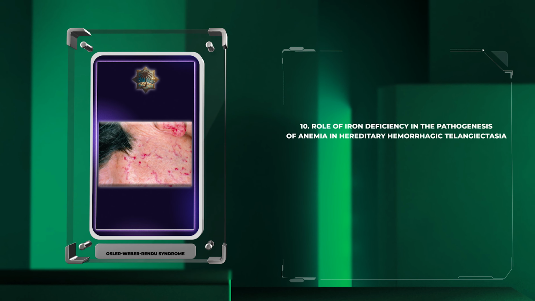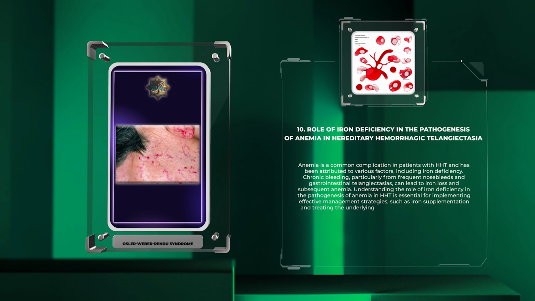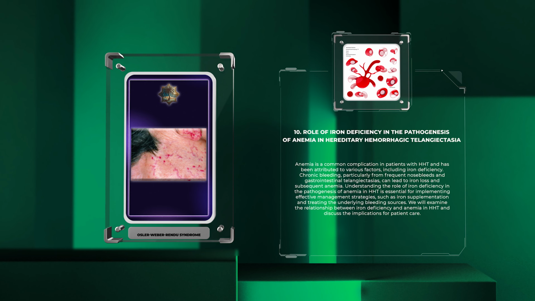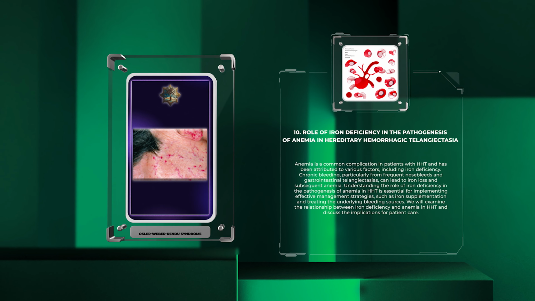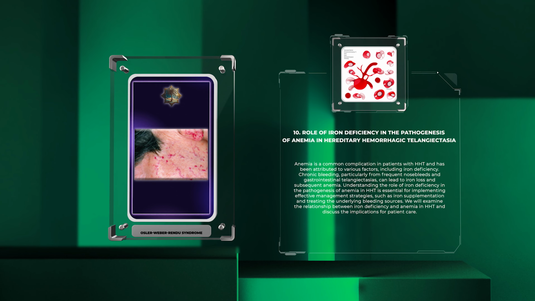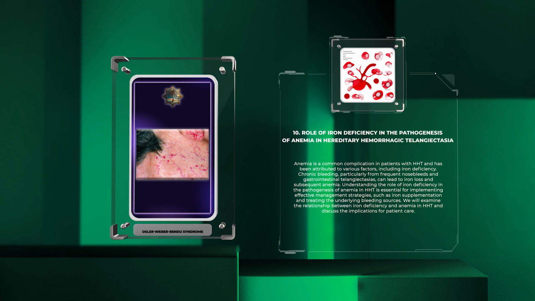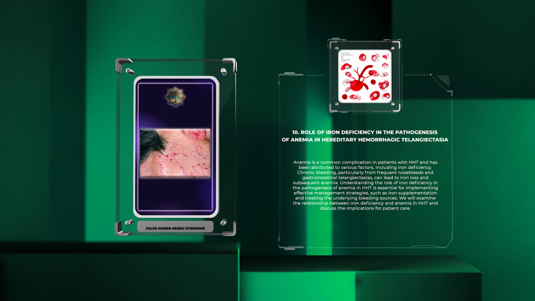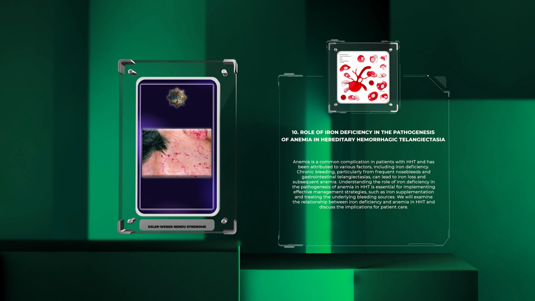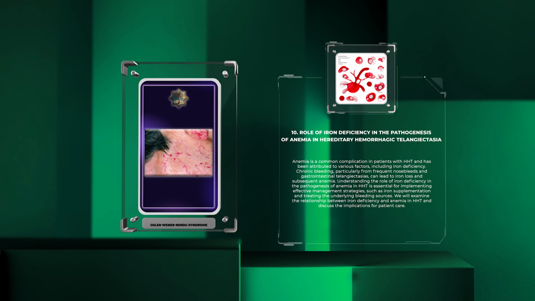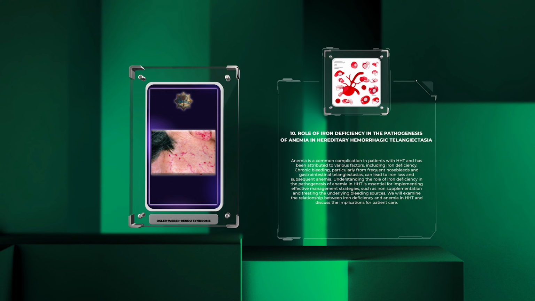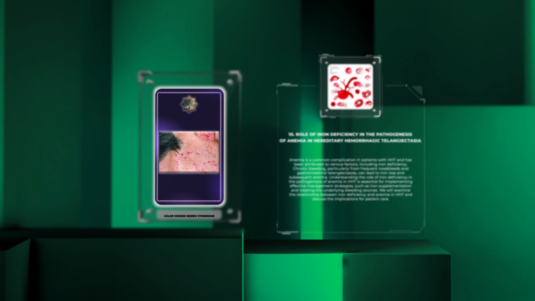Anemia is a common complication in patients with HHT and has been attributed to various factors, including iron deficiency. Chronic bleeding, particularly from frequent nosebleeds and gastrointestinal telangiectasias, can lead to iron loss and subsequent anemia. Understanding the role of iron deficiency in the pathogenesis of anemia in HHT is essential for implementing effective management strategies, such as iron supplementation and treating the underlying bleeding sources. We will examine the relationship between iron deficiency and anemia in HHT and discuss the implications for patient care.